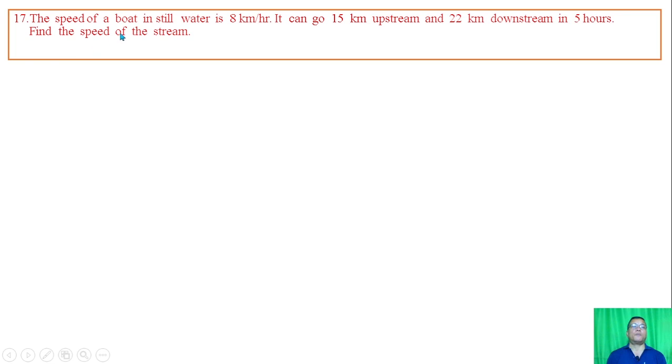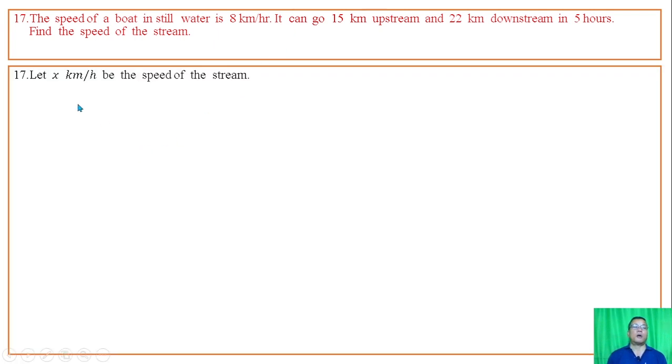17. The speed of a boat in still water is 8 km per hour. It can go 15 km upstream and 22 km downstream in 5 hours. Find the speed of the stream.